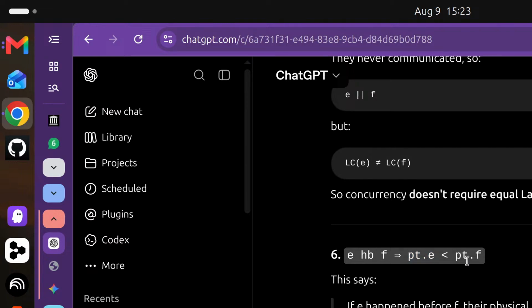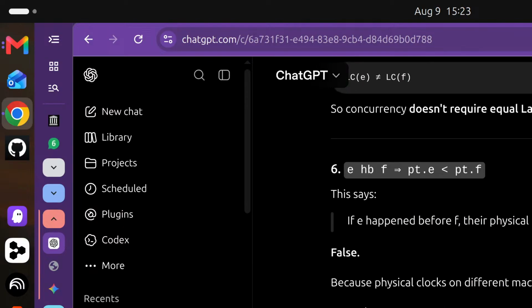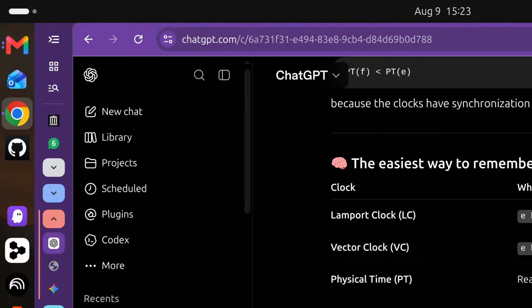Then next thing, E happened before F implies physical time of E is less than physical time of F. This says if E happened before F, the physical timestamp must always be less. False, because physical clocks on different machines may not be perfectly synchronized, so that is also not true.